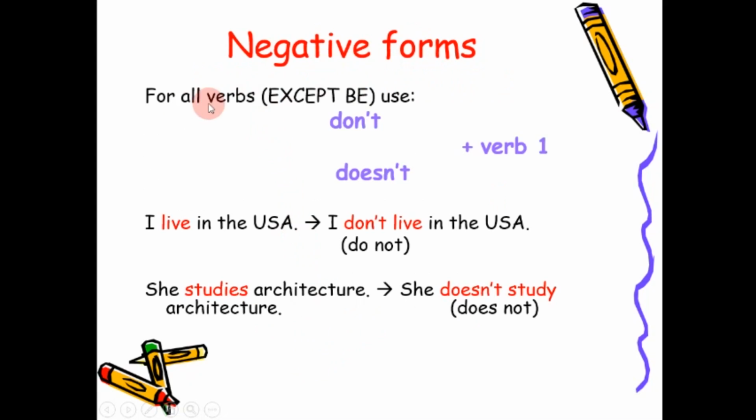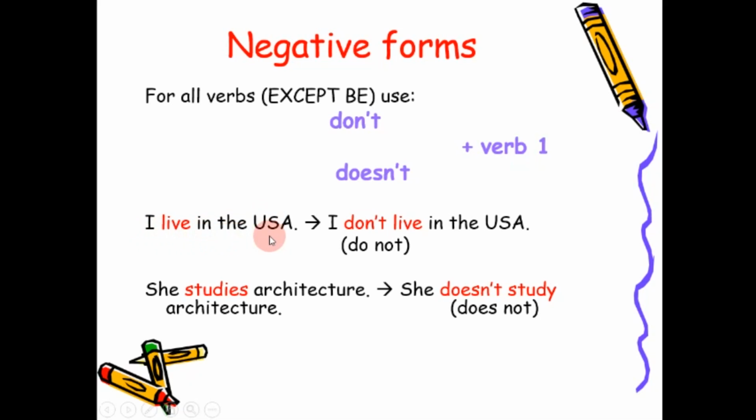Negative form, for all verbs except be we use don't, doesn't plus verb 1 or infinitive. Don't with plural pronouns, doesn't with singular pronouns. Okay, but you should follow it by the verb 1 or the infinitive without any additions. We should omit s with doesn't.